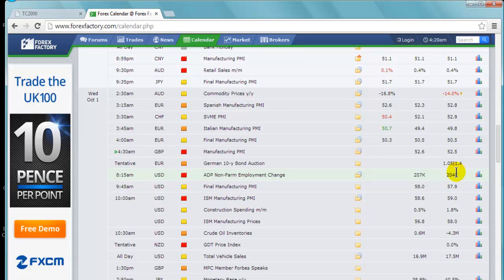The speculators will check. So the previous figure is 2004K, which means 2,004,000. Now the forecast is 2007. So the forecast is superior to the previous figure. The speculator will assume that it's bullish, and they will start buying the dollar because it's about job creation, the non-farm job creation. All right? They will start buying. If, for instance, the forecast is inferior to the previous figure, the speculators, the aggressive traders, the gamblers will assume that the data is bearish, and they will start selling the dollar.